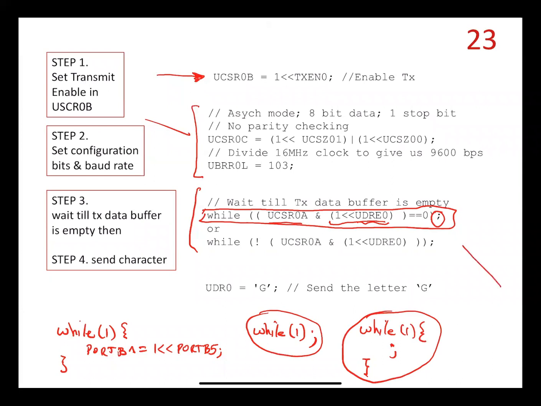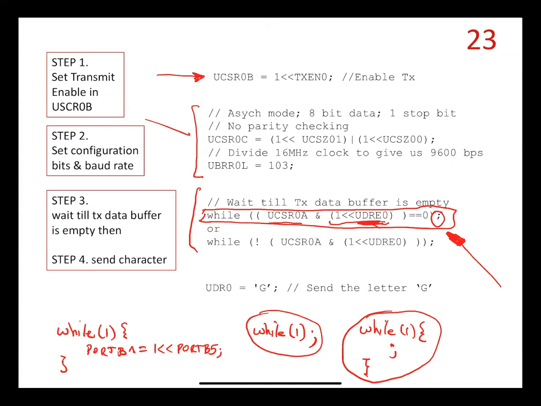What we've got here is not an infinite loop, but it's a loop that'll just sit there and wait and wait and wait until this bit goes high. So this is called polling. We're polling, or checking the status of, the UDRE0 bit of the UCSR0A register, and we're waiting for that to go high.